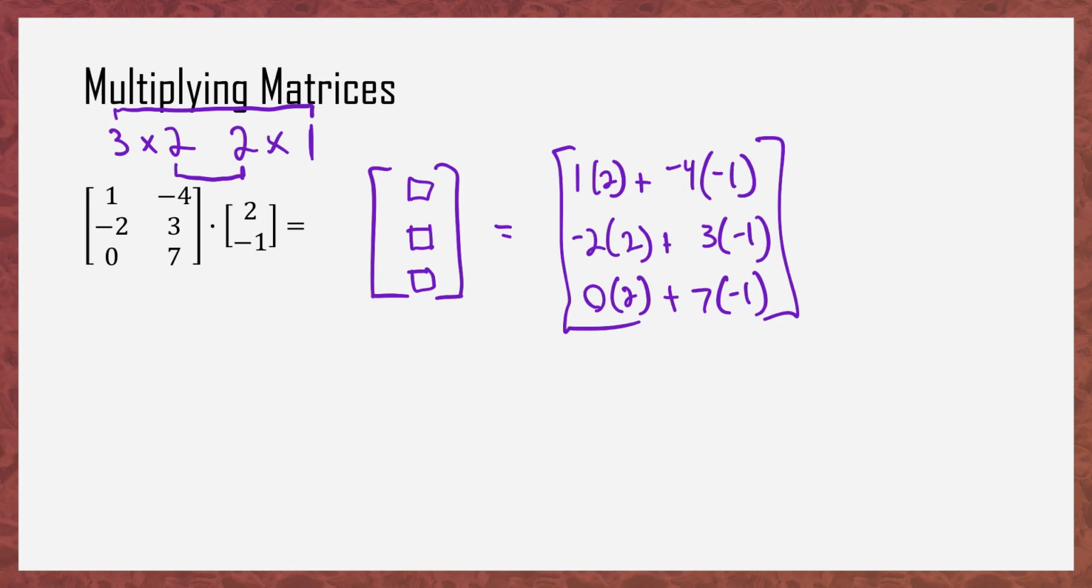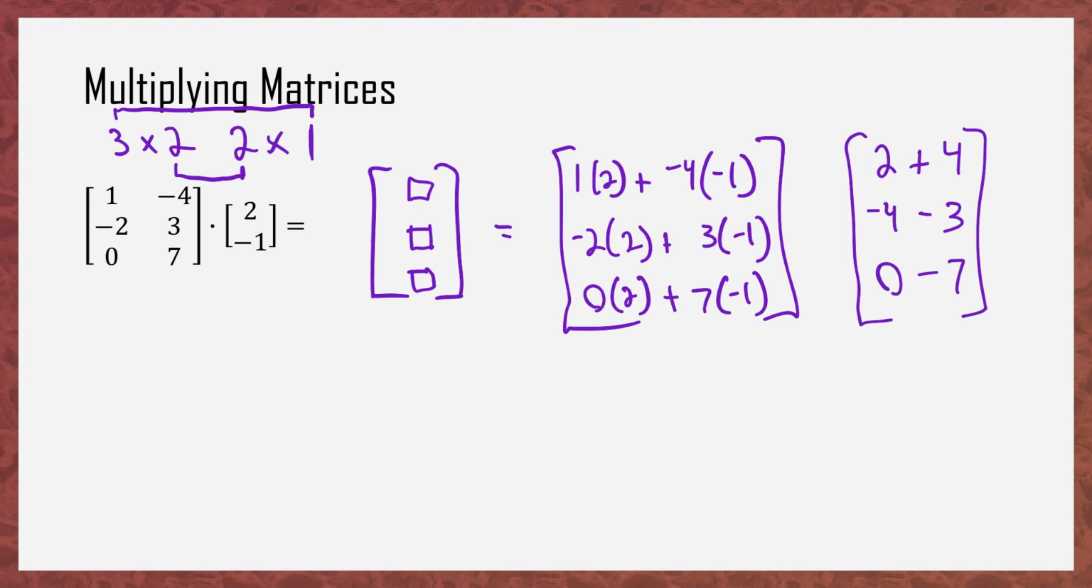So let's multiply these out. 1 times 2 is 2. So 2 plus -4 times -1 is +4. And then -2 times 2 is -4. And 3 times -1 is -3. 0 times 2 is 0. 7 times -1 is -7. And if we now just add or subtract these together, we'd have 6 on top. -4 minus 3 is -7. And 0 minus 7 is -7. This is the product of our two matrices. And it is a 3 by 1. 3 rows, 1 column.